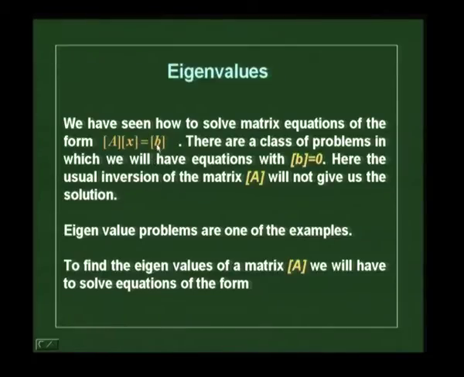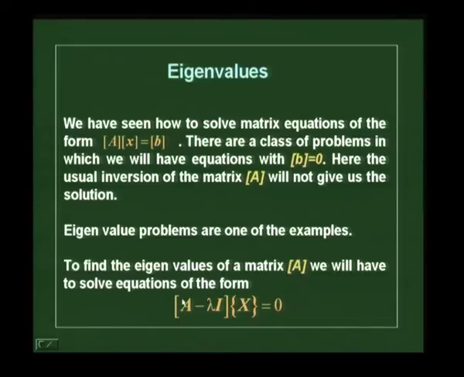Such a situation arises, for example, when you want to find the eigenvalues and eigenvectors of a matrix A. In that situation we have to solve equations of the form (A - λI)x = 0. So this is a set of linear equations again. The matrix is A - λI, where I is the unit matrix and A is the desired matrix whose eigenvalues we need to find out. So the eigenvalues and eigenvectors of this matrix are what we want to find.